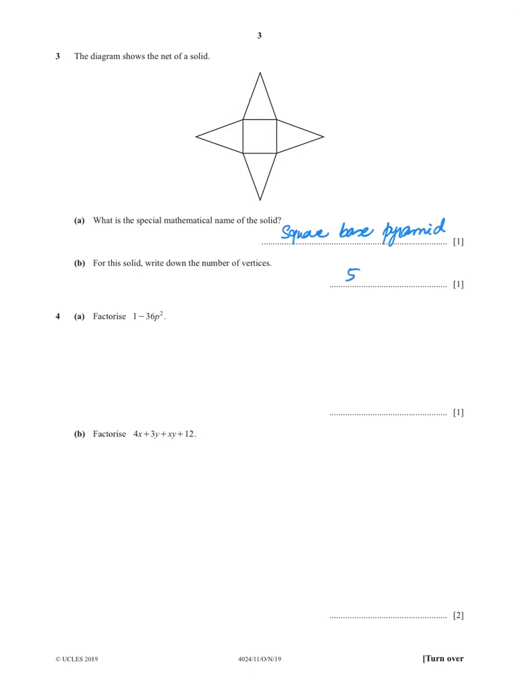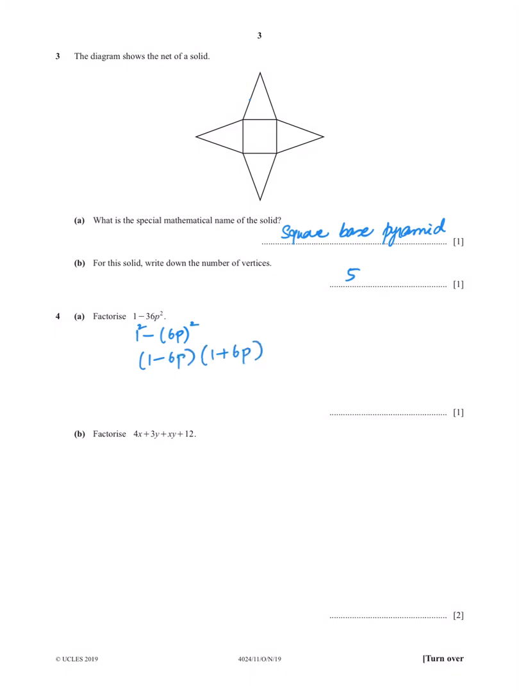Question number 4. Factorize 1 minus 36p square. You can say that it is written as 1 square minus 6p whole square. Basically that will be an identity of a minus b and a plus b. So that will be 1 minus 6p and 1 plus 6p.